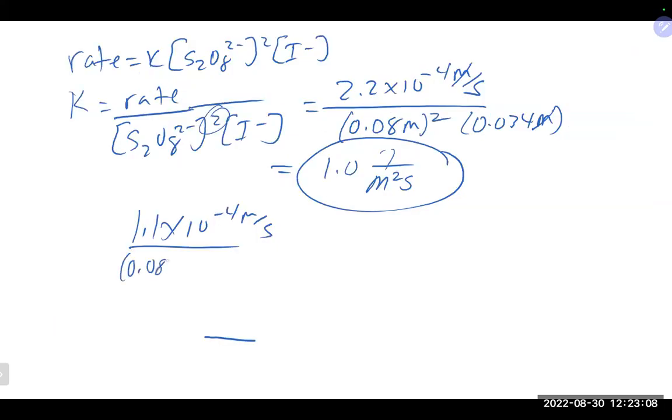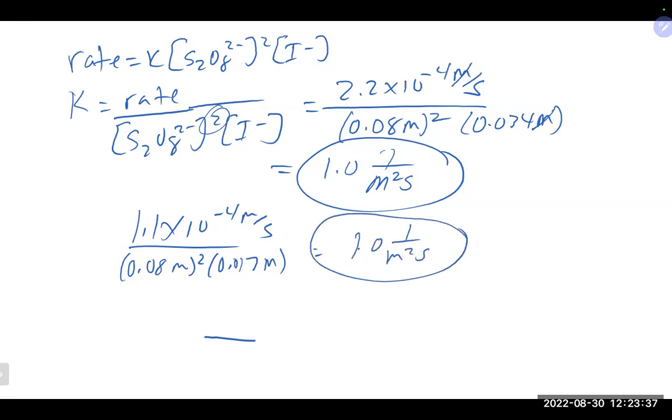So 0.08, 0.17, I think, right? 0.17, yep. And again, if we do this here, 1.1 times 10 to the minus 4 divided by our 0.08 squared and divided by 0.17 gets you the exact same number. So you could choose any entry you like. They all should give you the same result in terms of the rate constant, because it's a constant value over the whole reaction. So you could do any of the experiments you like.